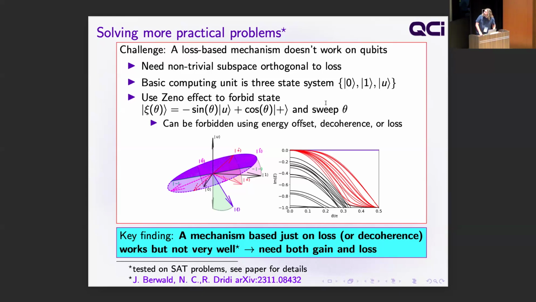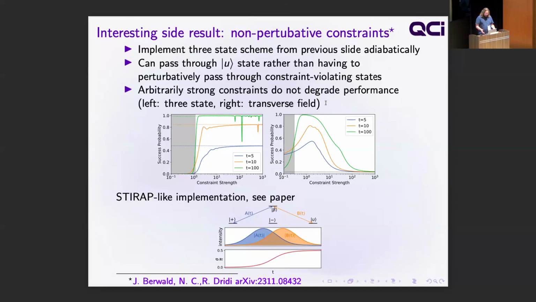I'm not going to go through too much of this paper, but a key finding here is a mechanism based just on loss or decoherence. It works, but it actually doesn't work very well. You need very long run times to get a high success probability. Part of it is you can't implement the frustration that you can in an adiabatic setting.